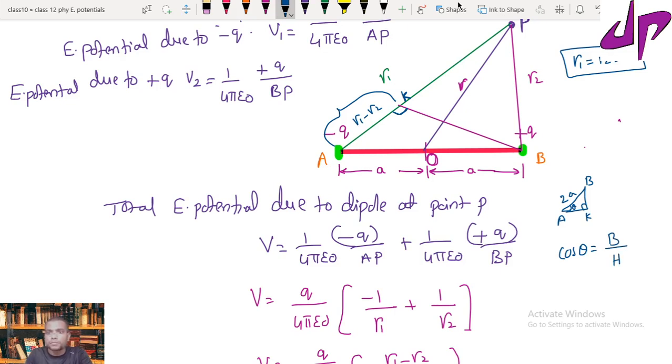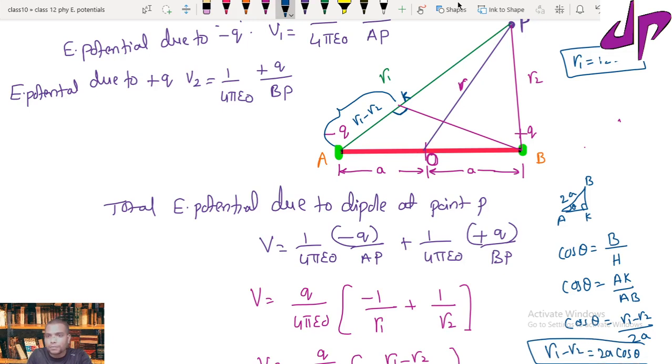So cos theta equals, here the base is AK and the hypotenuse is AB. So cos theta equals AK, which is the value of R1 minus R2, over AB, which is nothing but the hypotenuse 2a. Therefore R1 minus R2 equals 2a cos theta, from the figure.